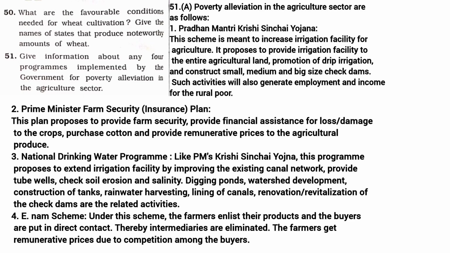This program proposes to extend irrigation facility by improving the existing canal network, providing tube wells, check soil erosion and salinity, digging ponds, watershed development, construction of tanks, rainwater harvesting, lining of canals, renovation or revitalization of the check dams are the related activities. Number 4. Under this scheme, the ENAM scheme, the farmers enlist their products and the buyers are put in direct contact. Thereby, intermediaries are eliminated. The farmers get remunerative prices due to competition among the buyers.